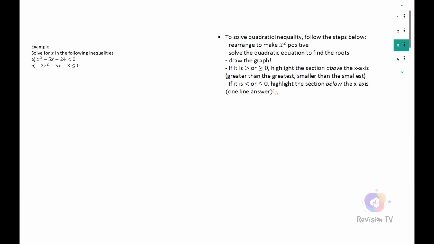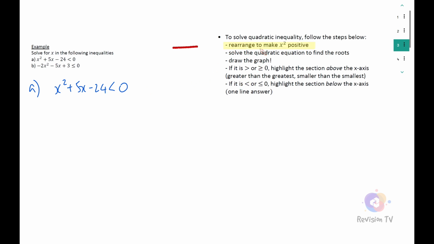Okay. Next, we're going for an example. I have copy and pasted the steps in here so we can just try to follow them one by one. A, solve for x in the following inequalities. So question A, I'm going to rewrite x squared plus 5x minus 24 less than 0. For those that know me, I like to rewrite the question. Don't know why, it's just a small habit for me.